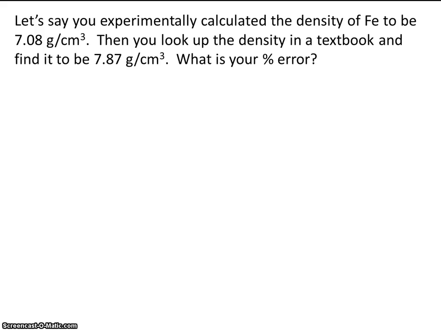Let's do one quick example. Let's say you experimentally calculated the density of iron to be 7.08 grams per centimeter cubed. So this is your experimental value. Then you looked up the density in a textbook and you find it to be 7.87 grams per centimeter cubed. What is your percent error?